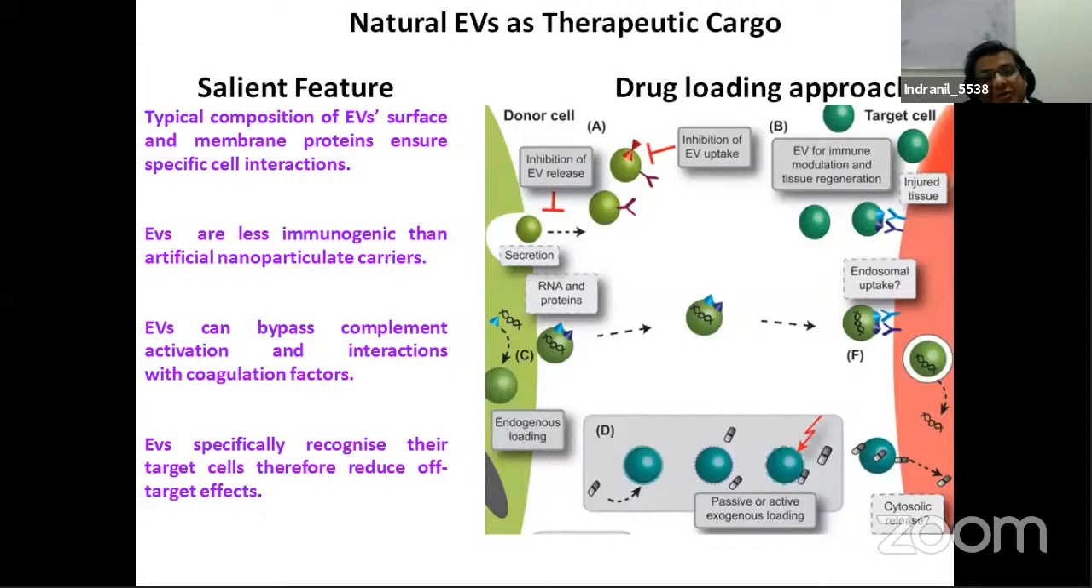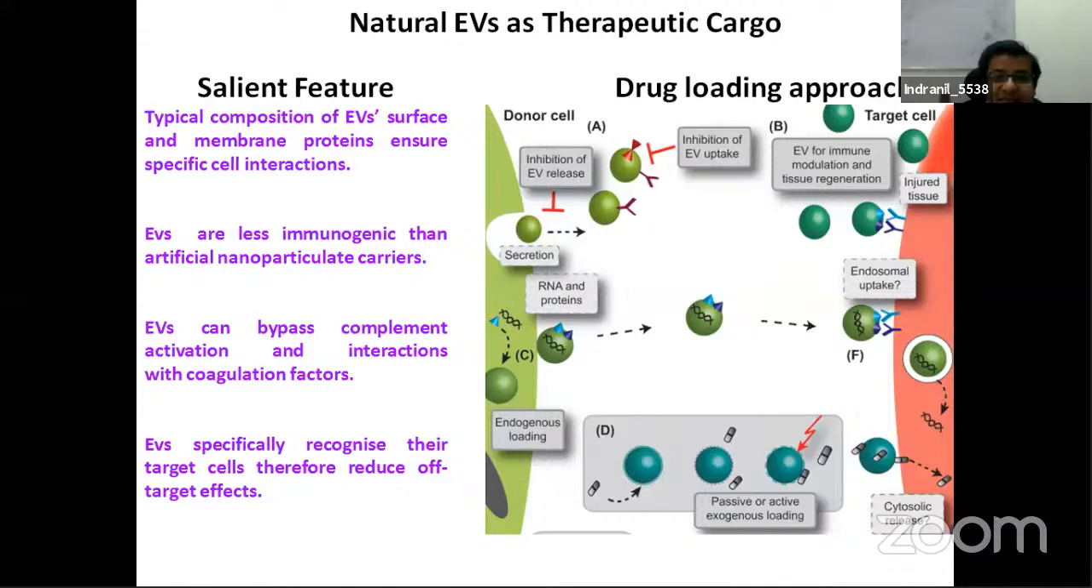These can be derived from the cells. Now, in these particular vesicles, we can load our drug either exogenously or endogenously, and these can be used to deliver the particular drug or therapeutic molecules. So this is the outline of this part of the talk.